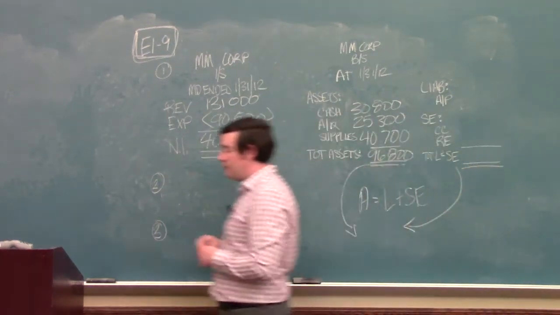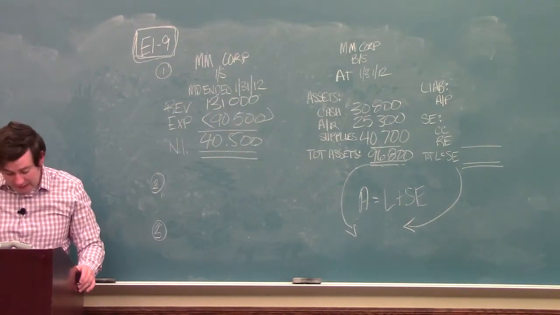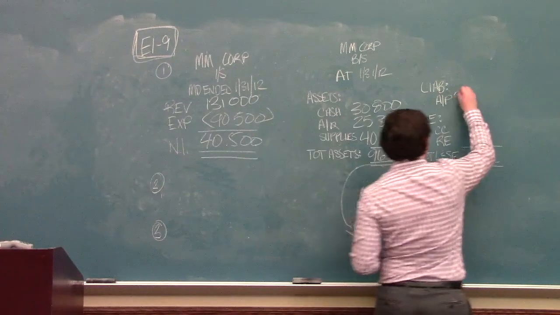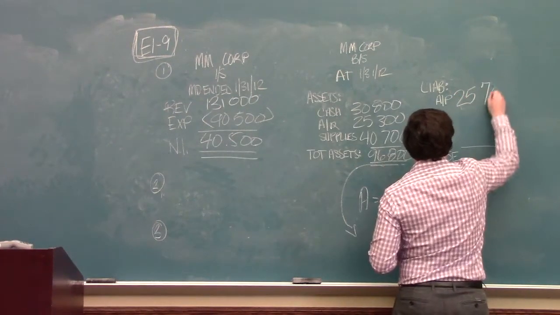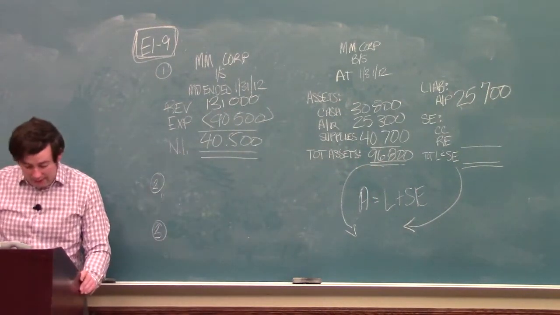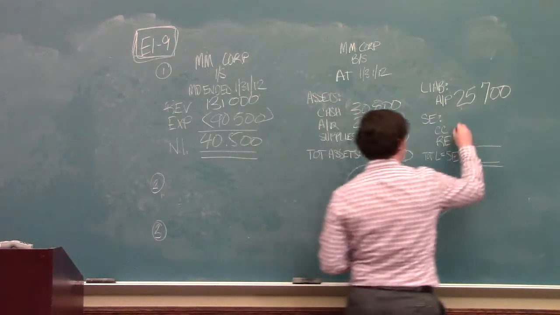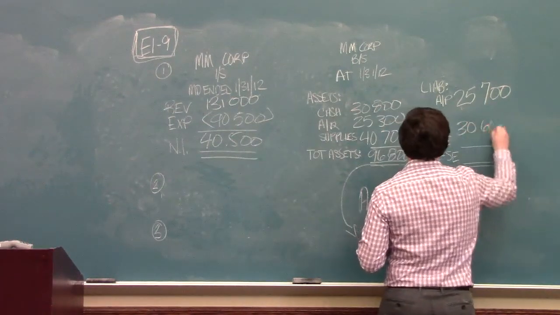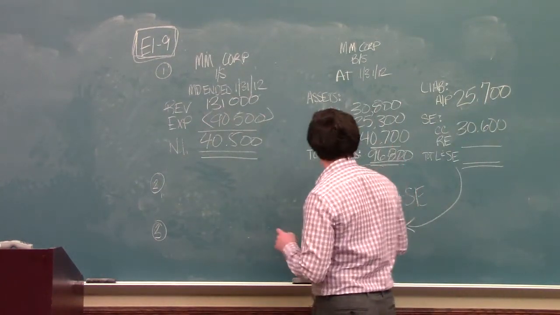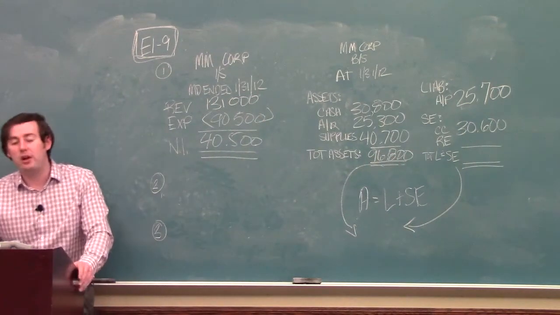All right. So the next items that they give us over here is accounts payable. Accounts payable is listed at $25,700. And in stockholders' equity, they give us contributed capital at $30,600. Now, one thing we have to do is calculate what retained earnings is going to be.